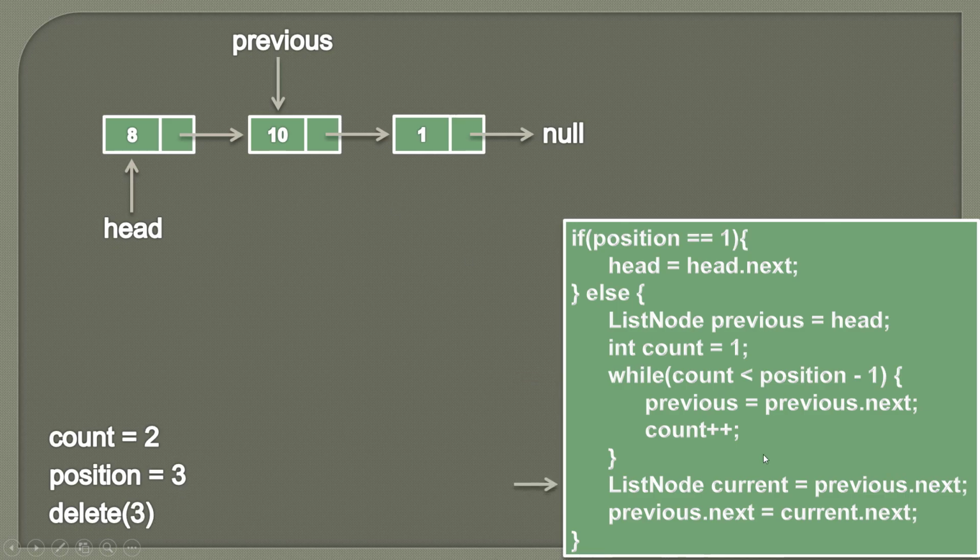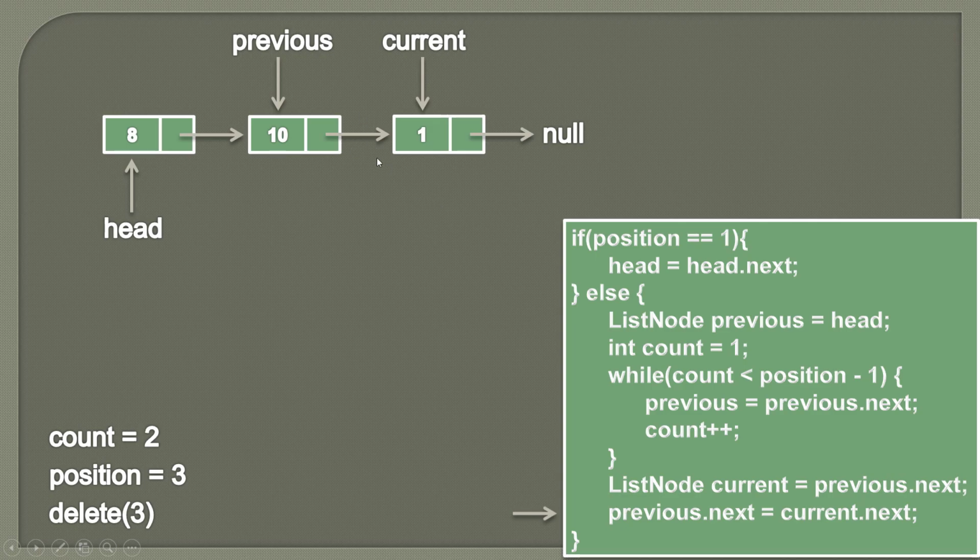At the first step, we simply create a list node current which will hold the value of previous.next. So previous.next is this node which we want to delete. So current will point to this node. And now using previous and current, we'll break this link and assign this link to current's next, because we want to free this node. We can only free this node if we break this link.